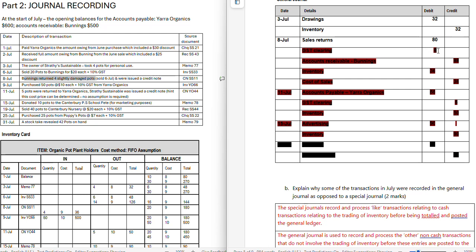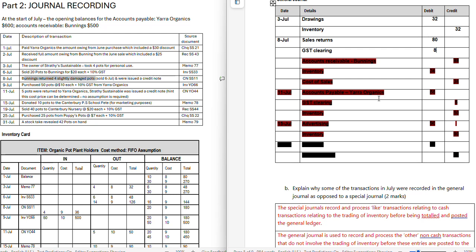Now, the same applies for GST. When the sale was made, that increased our GST liability because we were going to collect that GST on behalf of the ATO, so we owed it to them. So when the goods are returned, that GST is reduced. So a liability going down is a debit.